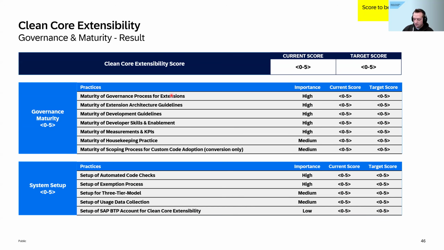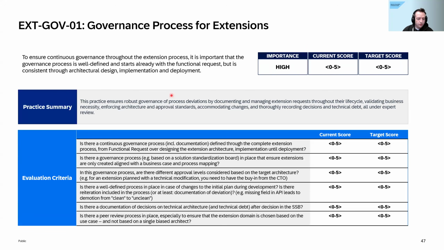But how can we scale this now? There we thought, hey, for each of the topics, we need something like an overview. What's the idea behind it? So the governance process for extensions: this practice ensures a robust governance process for deviations by documenting and managing extension requests throughout their lifecycle. And then you can see validating business necessity, enforcing architecture and approval standards, accommodating changes through that process, and recording these decisions in technical debt, all under expert review. So this is the idea behind it.